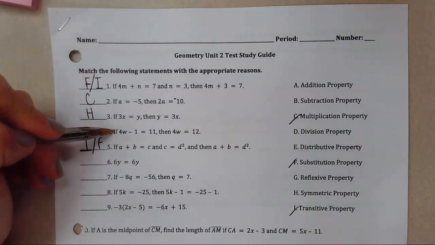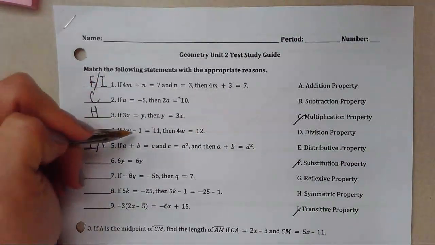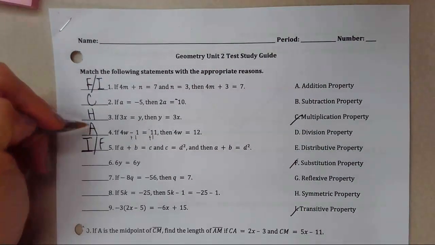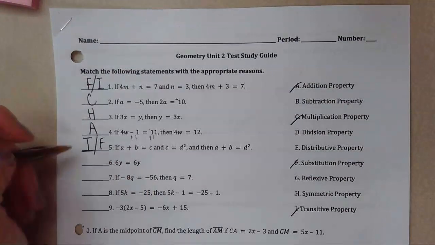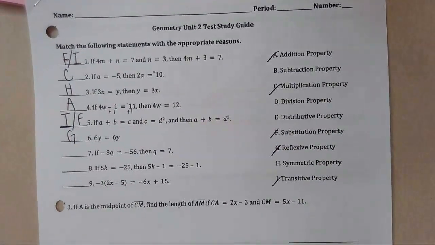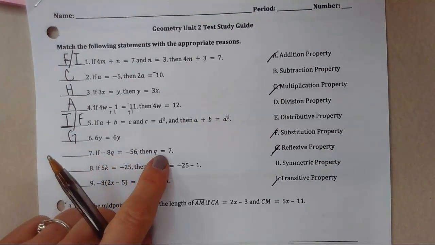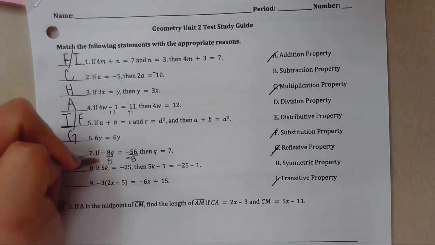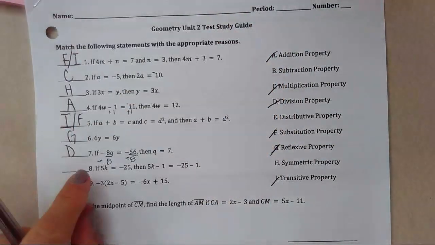And then here, if 4w minus 1 equals 11, then 4w equals 12. Well, we added 1 to both sides, so the addition property, A. And here, 6y equals 6y, G, which is your reflexive property. And 7, if -8q equals 56, then q equals 7. Well, we simply divided both sides. All right, so division property, D.